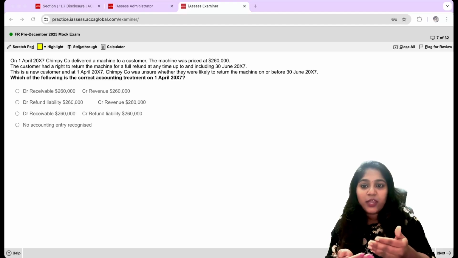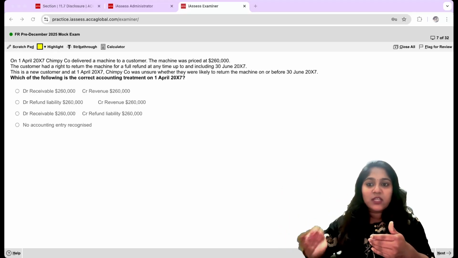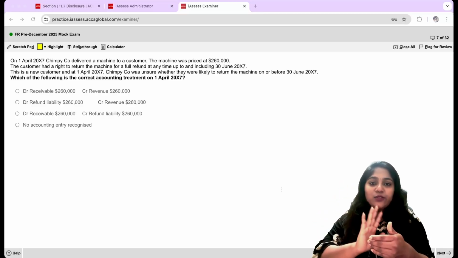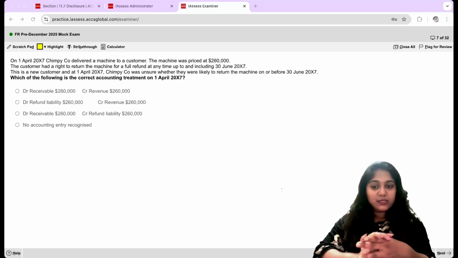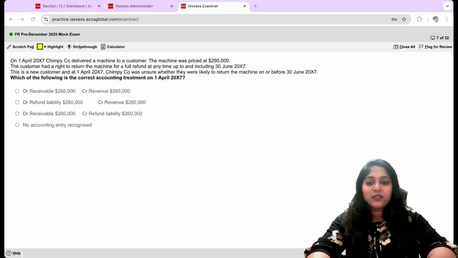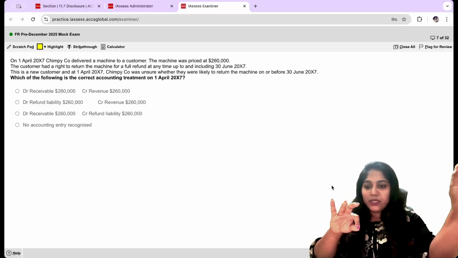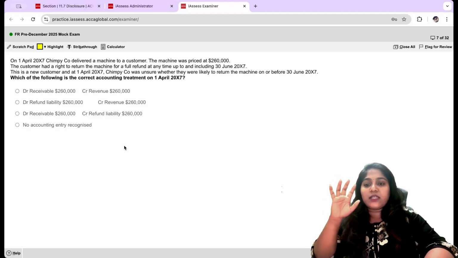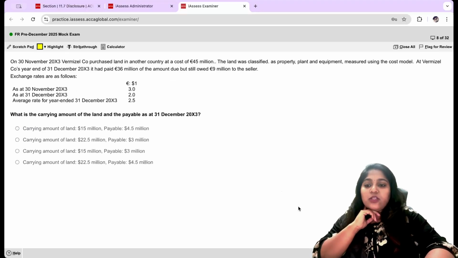I don't treat this as my revenue anymore, nor as an amount that is receivable to me. Rather, I create a liability for this. This is a new customer, and at 1st April X7, Chimpy company was unsure whether they were likely to return the machine on or before 30th June X7. I don't know what exactly they do, whether there was any probability analysis or not. So I would go ahead and create a refund liability by debiting the receivables. I will not consider this as my revenue at all. Okay, that should be the answer. Let's move to the next one.